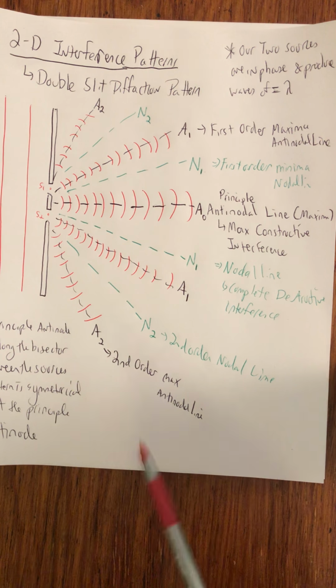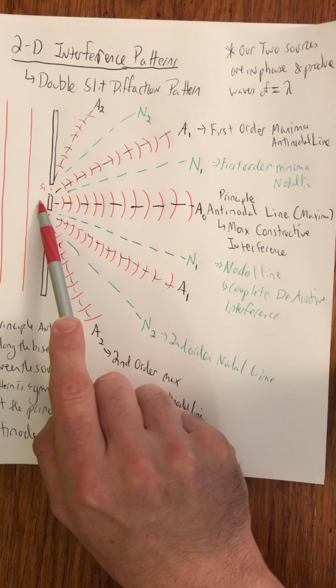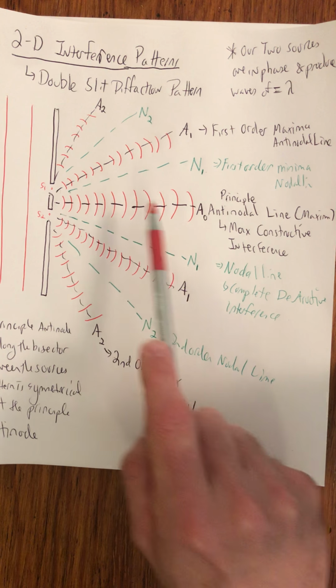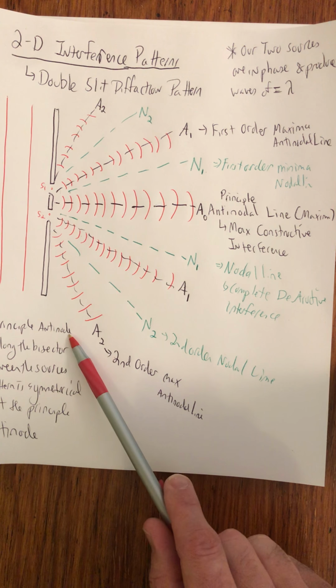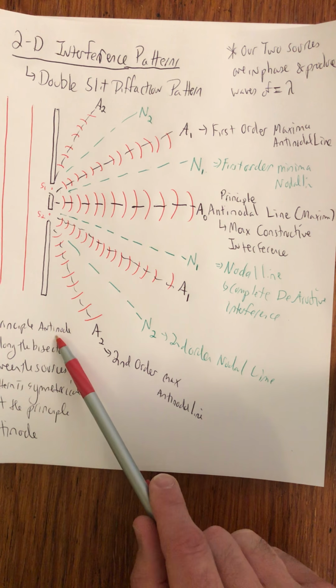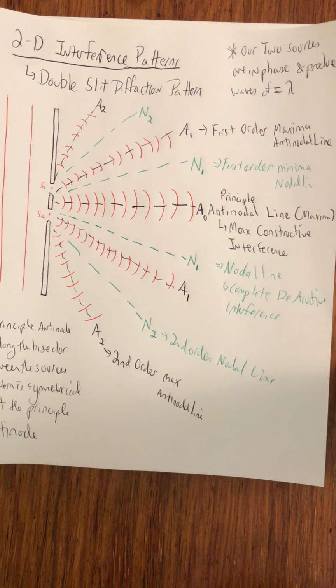If you said that the center becomes a nodal line and then everything where there's nodal lines become antinodal lines, so the pattern kind of flips, you'd be right. So the principal antinodal line would actually be the principal nodal line, which is the bisector of the sources, if the sources were completely out of phase. We're not going to look at that. I just thought it was interesting to mention.